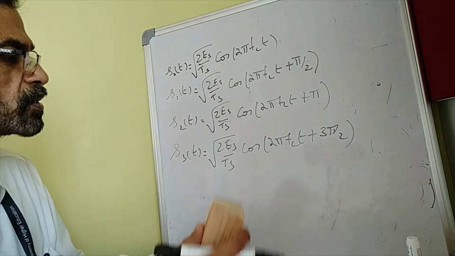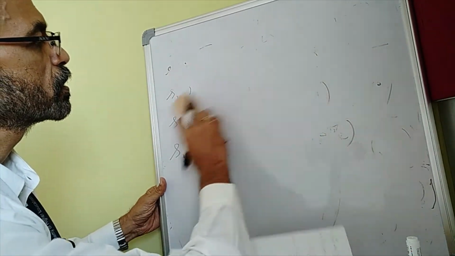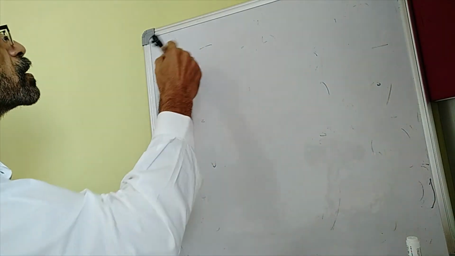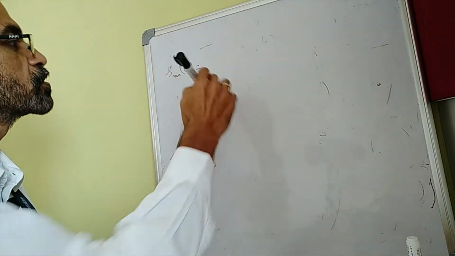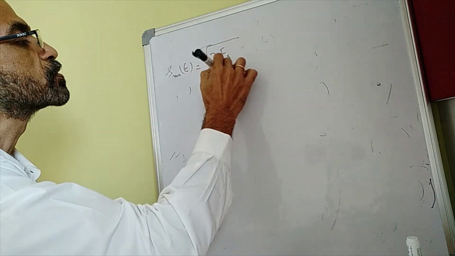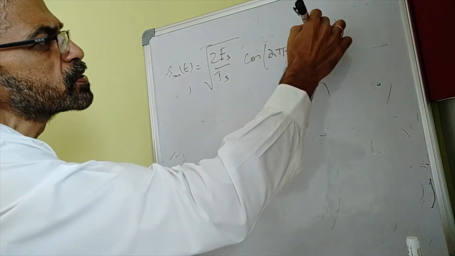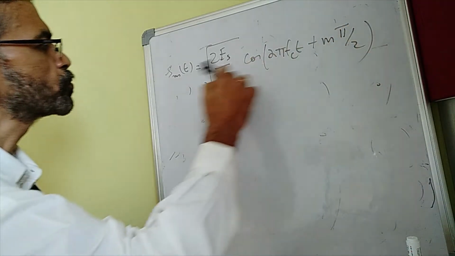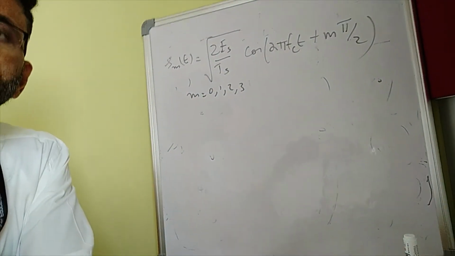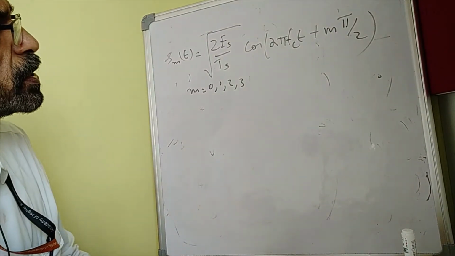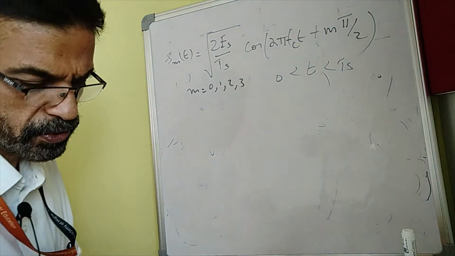And of course we can write this in a compact form. s_m(t) equals root 2 Es by Ts cos 2 pi fc t plus m pi by 2, exactly the way we did earlier. m takes on these four values, and of course the signal is in this duration of Ts, which is the symbol duration.